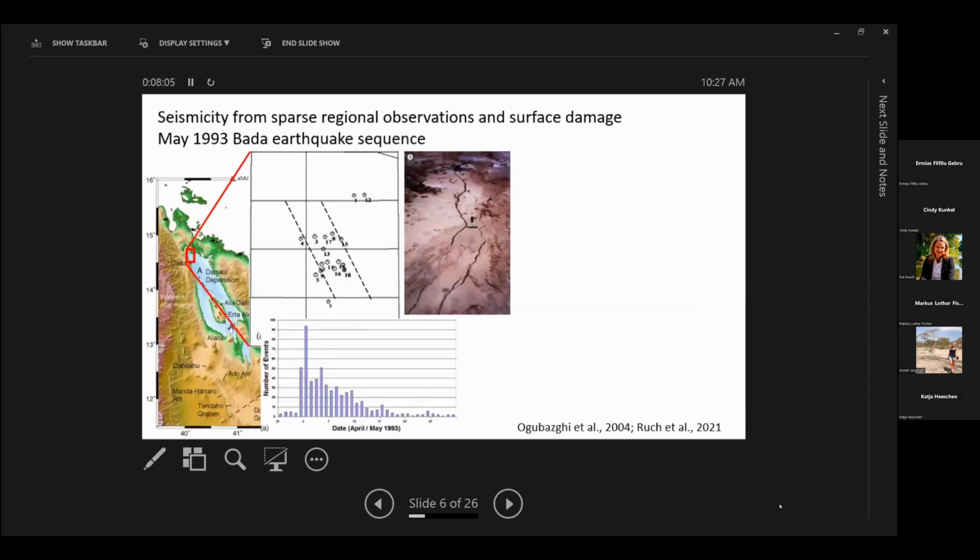So we have a lot of constraints on the nature of these rapid episodic events that cause a lot of deformation very suddenly. And these come from a number of sources. For example, one of the first good examples of major crises in the area was the 1993 Bada sequence. This was recorded by seismicity and then field observations of faulting and ground cracking.